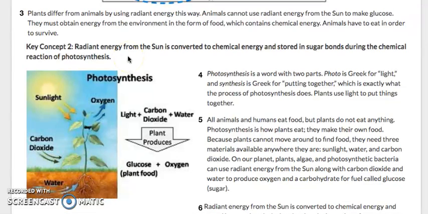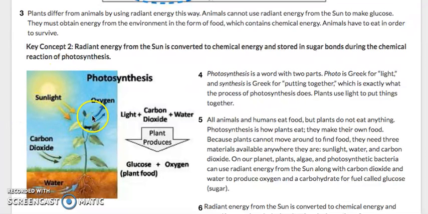Radiant energy from the sun is converted to chemical energy and stored in sugar bonds, hint, hint, glucose, during the chemical reaction of photosynthesis. So here we see another picture of it, okay? It says photosynthesis is a word with two parts. Photo is Greek for light, and synthesis is Greek for putting together, which is exactly what the process of photosynthesis does. Plants use light to put things together.